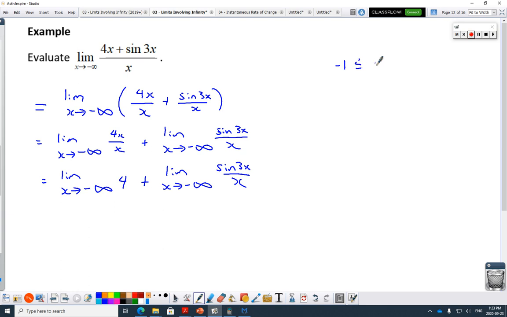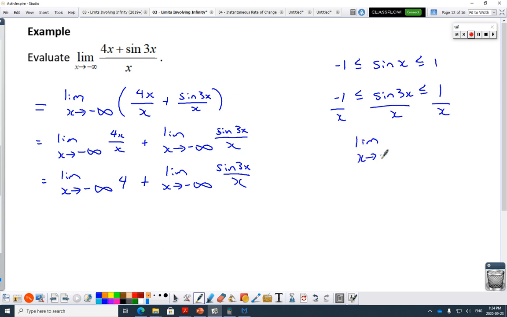Negative 1 is less than or equal to sine of x is less than or equal to 1. Here's one that I hope doesn't confuse the issue. Even if it's sine 3x, sine can only spit out things between negative 1 and 1. It doesn't matter if you multiply the number by 1 or by 3 before you start. Sine's only giving back negative 1 to 1. Divide everybody by x, and then your 3 limits.